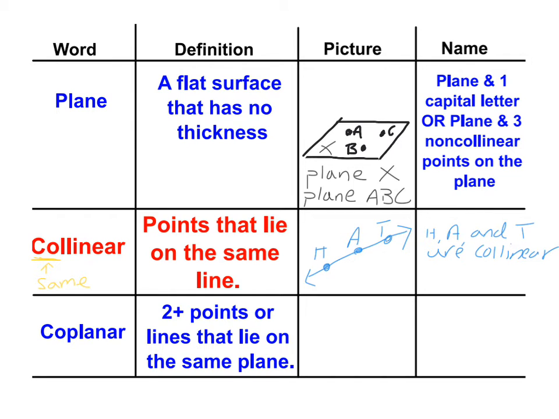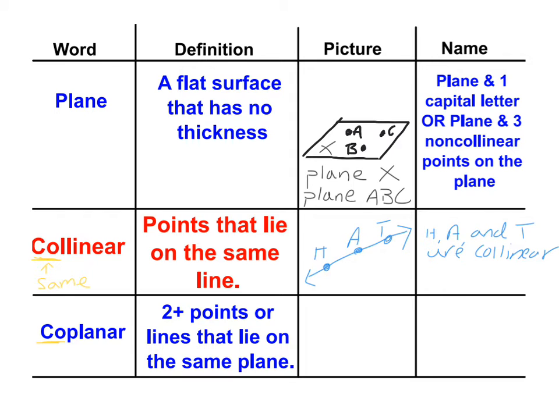So there are 3 points that are on the same line. The second word is coplanar, and if we use that same idea, you can probably guess what coplanar means. Remember, co is same, and planar is a plane. So coplanar are 2 or more points or lines that lie on the same plane.